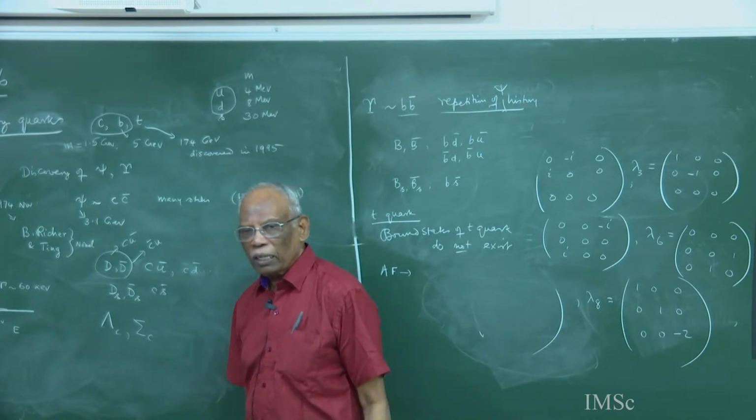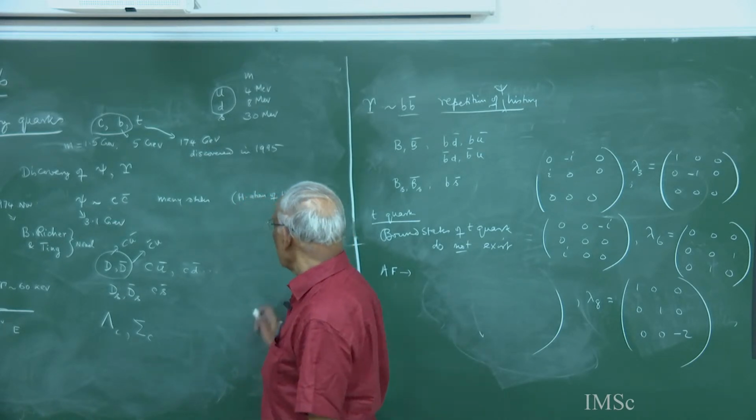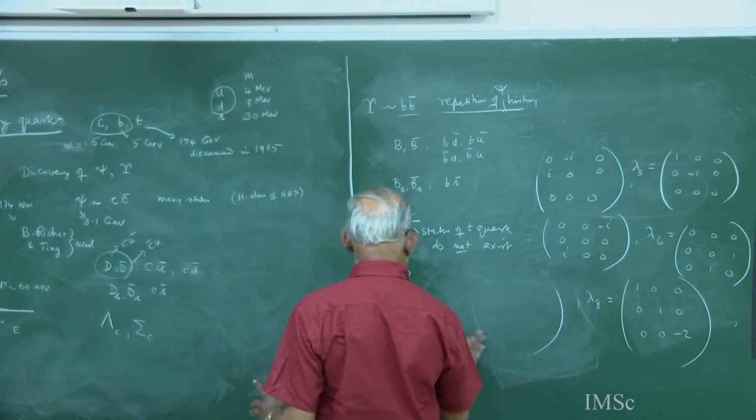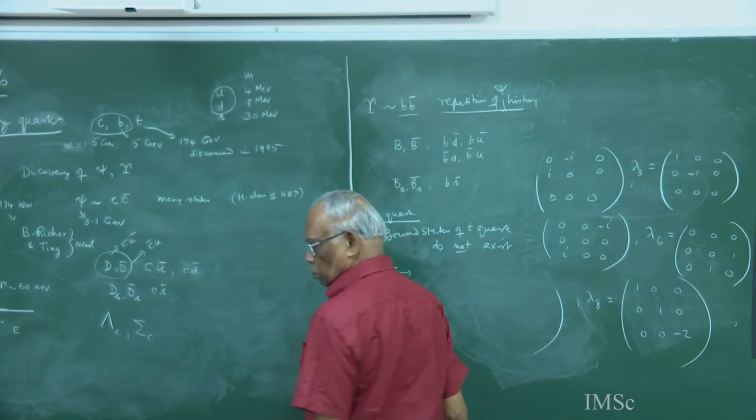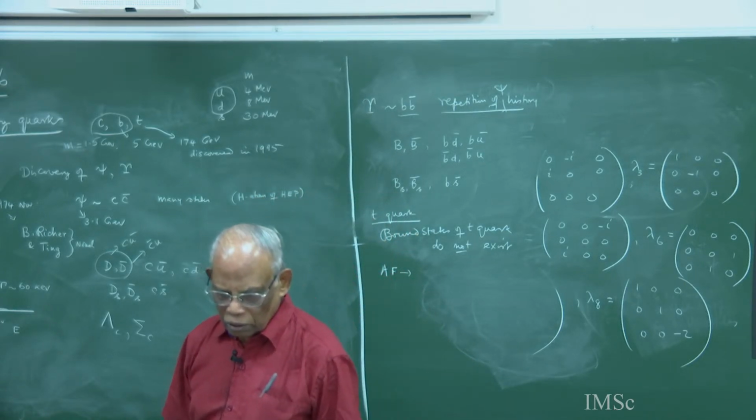So it is through the weak interaction that the T quark has been seen, namely in the experiment, I think the Tevatron experiment. So let me draw a schematic diagram.